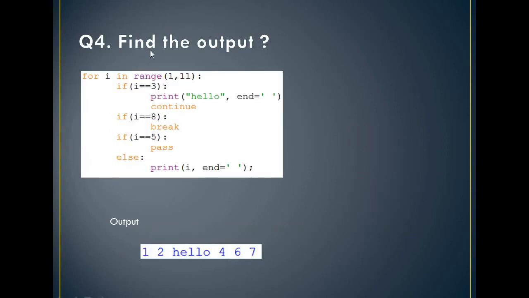Going to the next question, question number 4. Here a for loop is given and if statements are given. And one more thing, jump statements are also given. Jump statements, you know, continue and break statements.